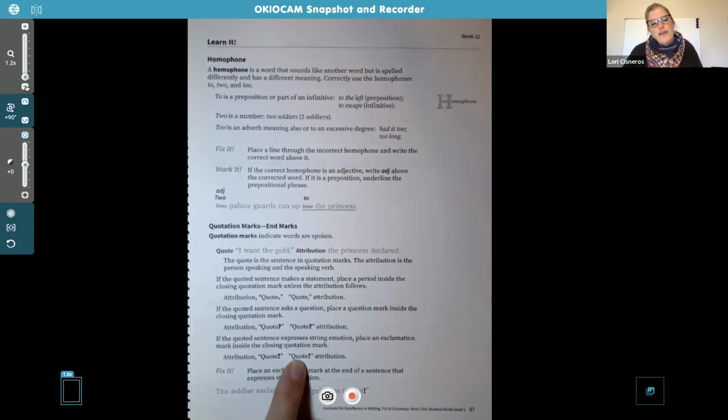And then, or this way, it would be, "Don't take my pencil," Alex yelled. Okay, so it depends on where you put the quote, if it's before or after the attribution. Place the exclamation mark inside at the end of the sentence that expresses the strong emotion. So here's the example. The soldier exclaimed, "The princess took it!" Uh-oh, the princess took your pencil, Alex. That's not good.